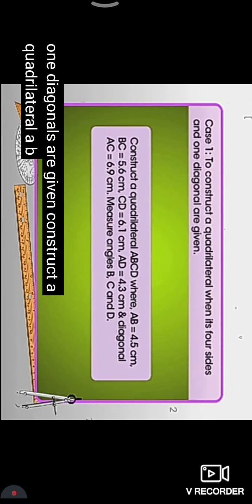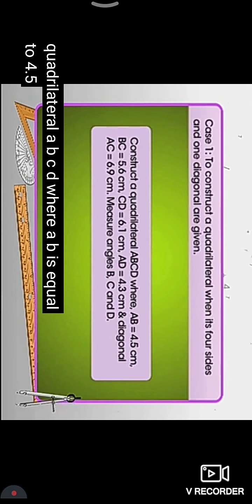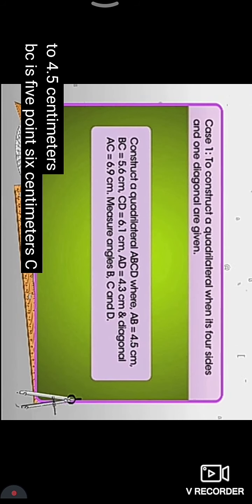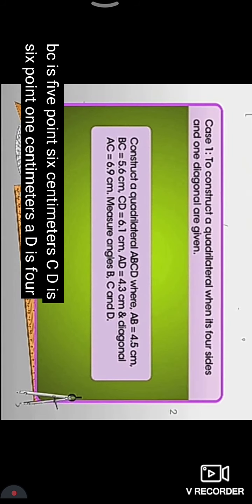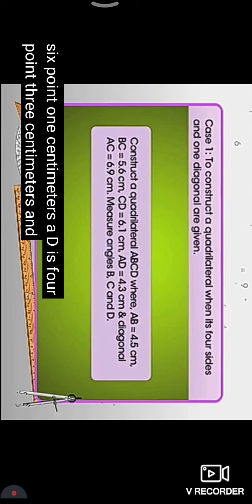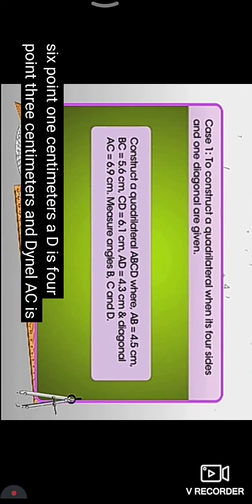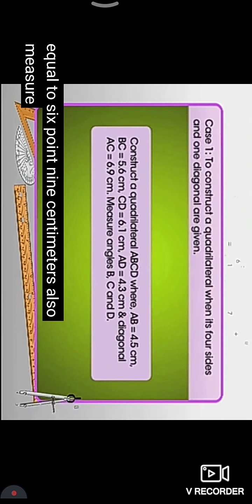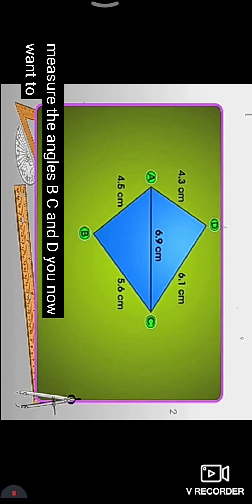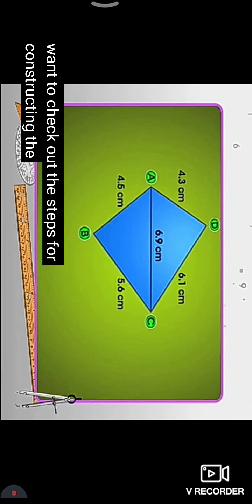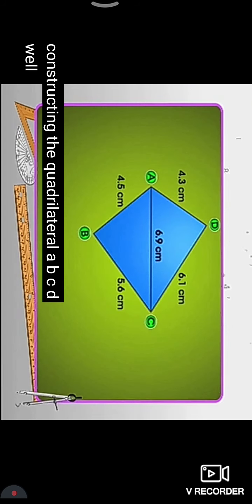Construct a quadrilateral ABCD, where AB is equal to 4.5 centimeters, BC is 5.6 centimeters, CD is 6.1 centimeters, AD is 4.3 centimeters, and diagonal AC is equal to 6.9 centimeters. Also, measure the angles B, C, and D. You now want to check out the steps for constructing the quadrilateral ABCD.